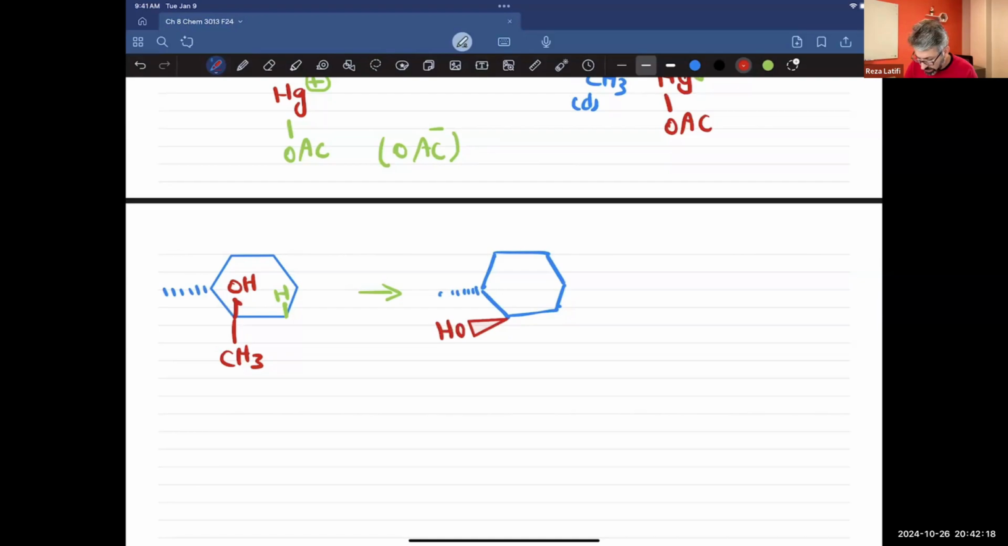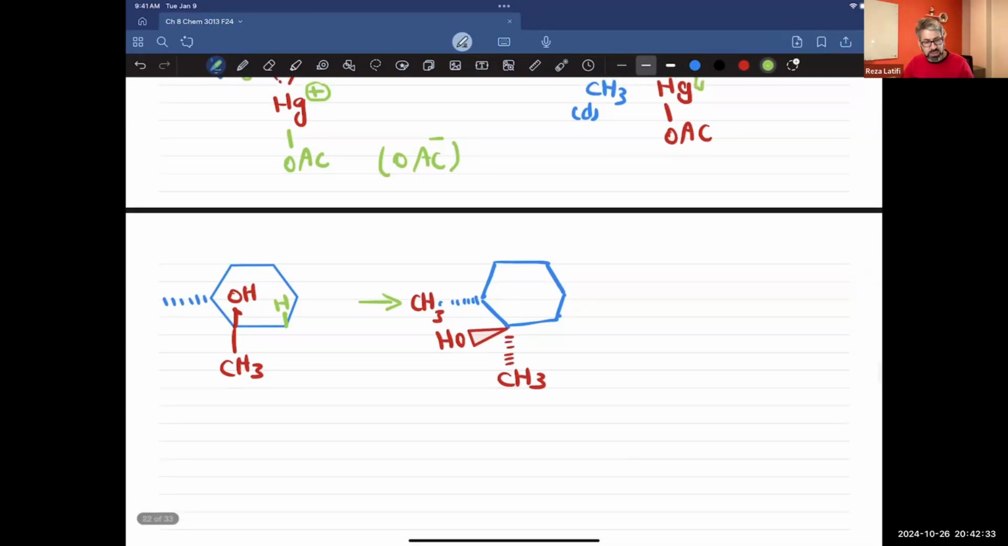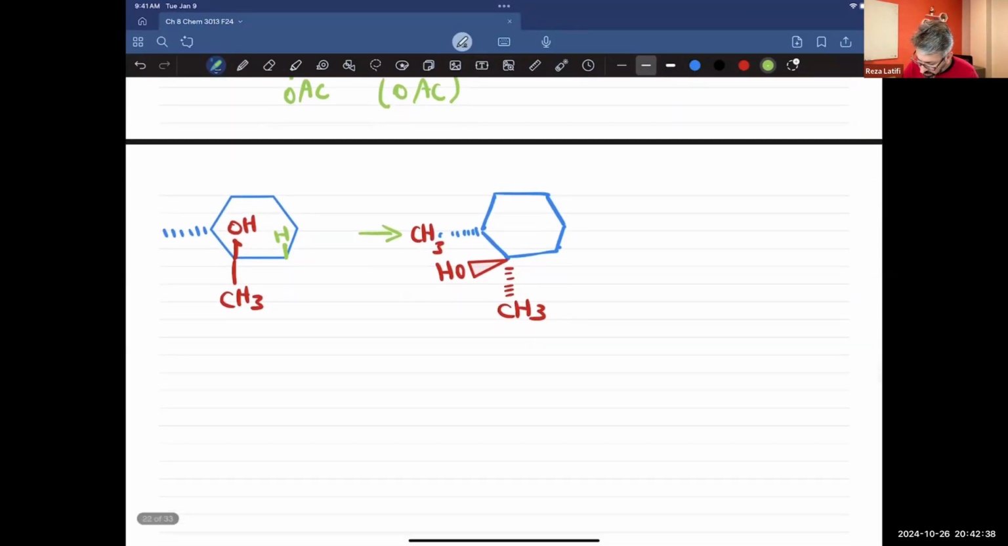Now, what will happen to the methyl? Methyl, it will be down here. This is going to be CH3, and of course, we had another CH3 there. Okay, the addition of OH will follow Markovnikov, and OH will show up on a carbon with more substituents. And here, remember, you do have 2 hydrogens.